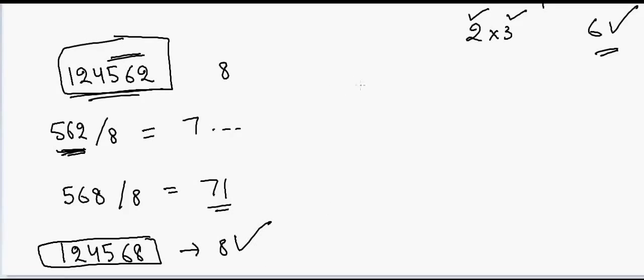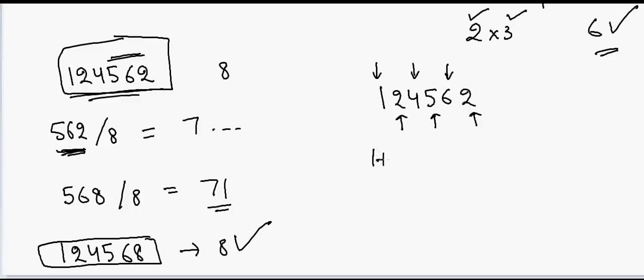Now let's talk about the divisibility by 11. So if I have 124562, and I want to find out whether this number is divisible by 11, what I'll do is take the alternate digits. So 1, this number, and this number. I'll take this and this, and then I'll take this number and this number, and I add them together.